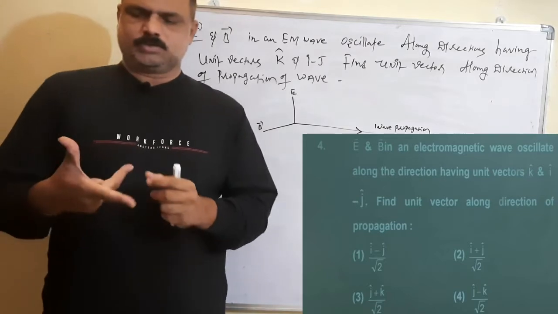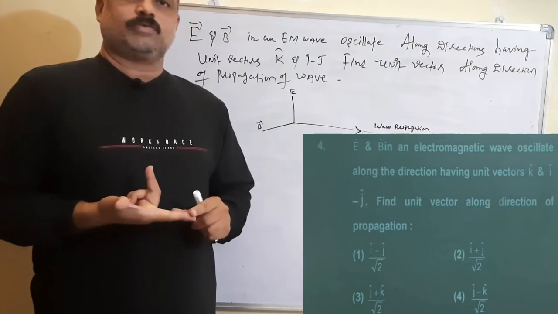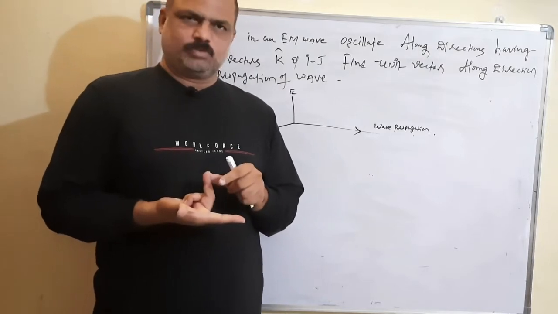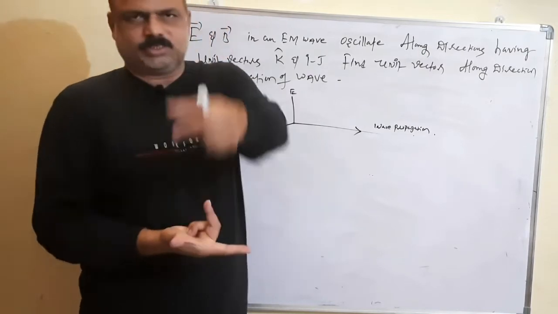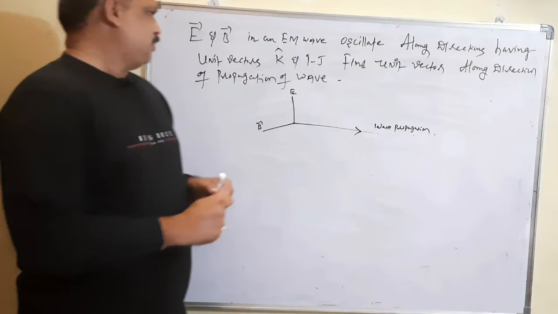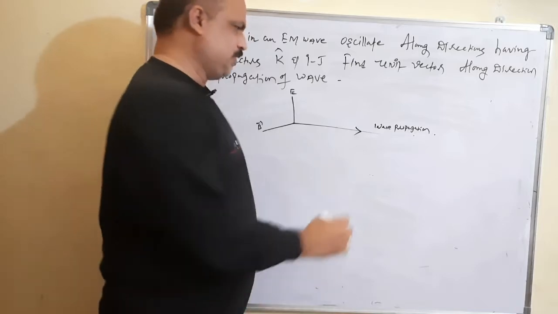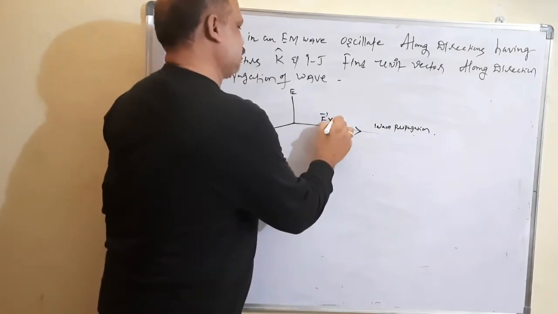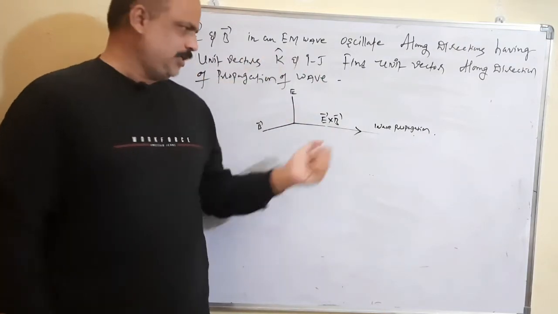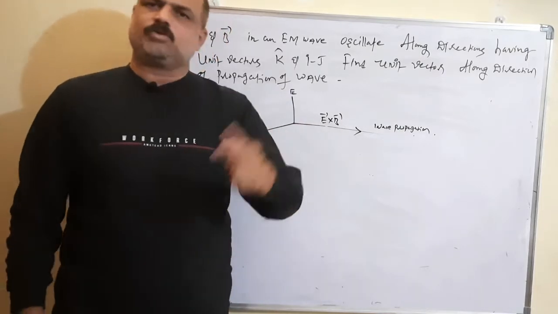See, if this is the electric field vector and this is the magnetic field vector, the wave is propagated perpendicular to both E bar and B bar along this direction. This is the direction of propagation of the wave. So that means along the wave propagation, E bar cross B bar exists. This E bar cross B bar is parallel to the direction of propagation of the electromagnetic wave.